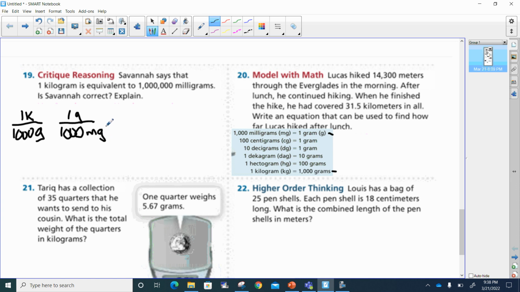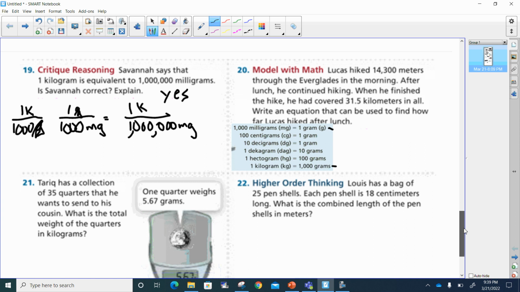And hopefully everyone can see what I've done here. And now we are eliminating the grams because I have a gram on the bottom and on top. 1 times 1 equals 1 kilogram. And 1,000 times 1,000, well, that is 1 million, right? 1,000 times 1,000 would be 1 million there. And then milligrams is the only thing on the bottom. So yes, 1 kilogram is equal to that. So I would say yes.